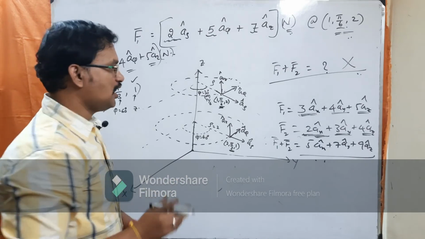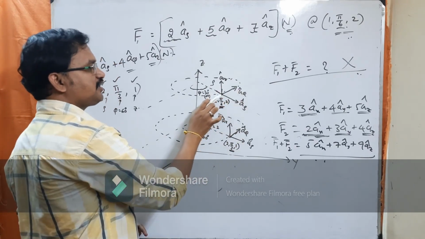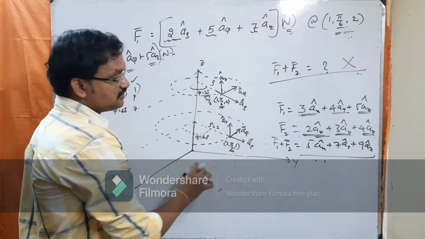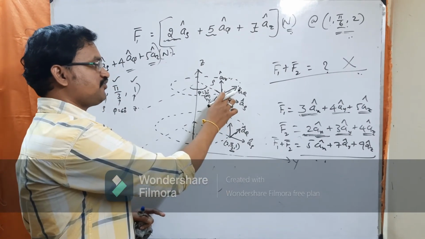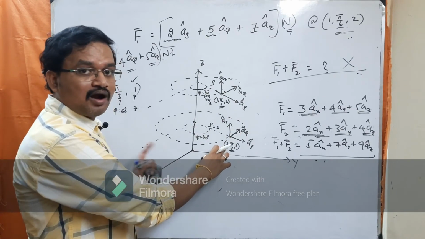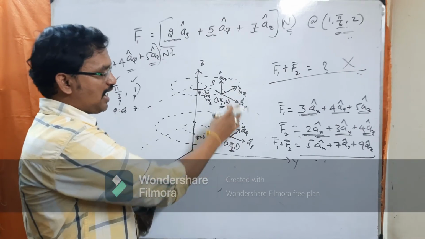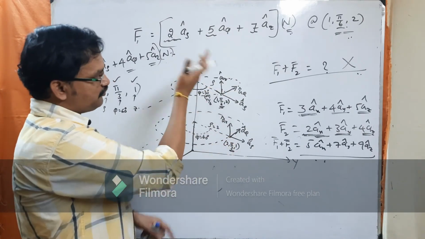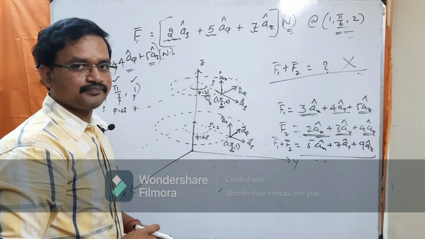Understood or not? Now similarly, at this point a phi cap direction is pointing in this direction, and here it is pointing in this direction. Since phi value is different from here to here, the direction of a phi cap is also going to change. You cannot say this a phi cap defined at this point and this a phi cap defined at this point are parallel. Understood? And hence you cannot add these phi components. You can add z components here. The direction of z is always parallel to the z axis. Understood?